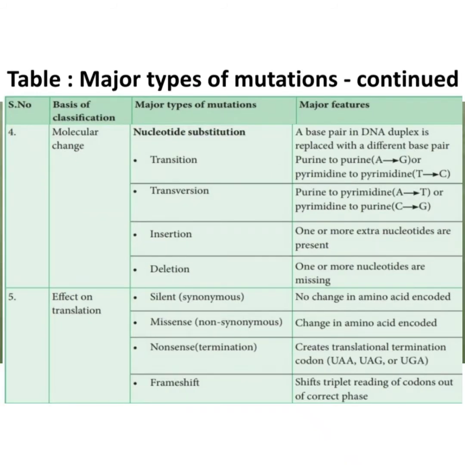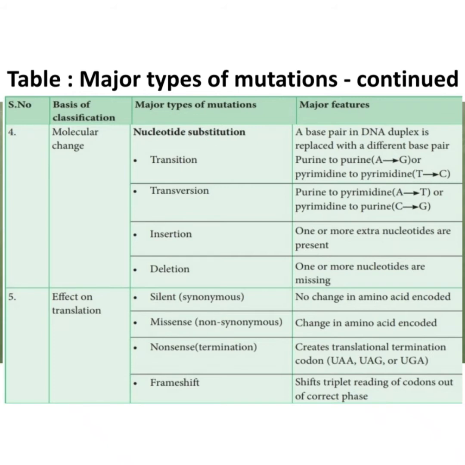Now the molecular change, which is a basis of classification, may be because of nucleotide substitution. It may be a transition, where a base pair in the DNA duplex is replaced with a different base pair: purine to purine, A to G, or pyrimidine to pyrimidine, T to C. Transversion is where a purine changes to a pyrimidine, A to T, or a pyrimidine to a purine, for example C to G. Insertion is where one or more extra nucleotides are present. Deletion is where one or more nucleotides are missing.